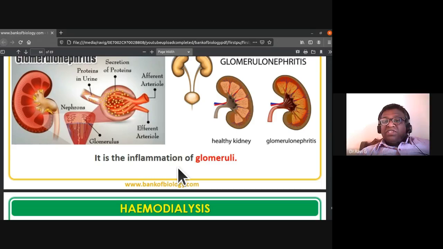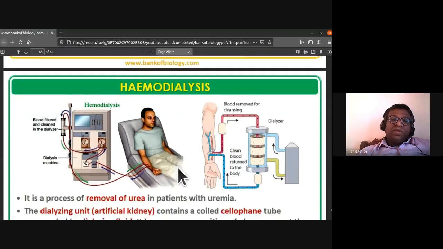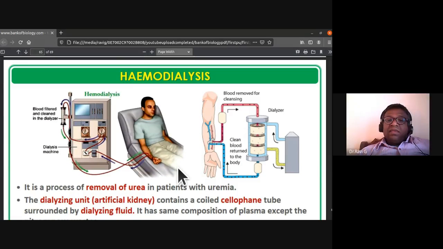Okay, the inflammation of glomeruli, we call it glomerular nephritis. Hemodialysis is a method of purifying the blood, the removal of urea in patients with uremia. So hemodialysis is a process of removal of urea in patients with uremia.